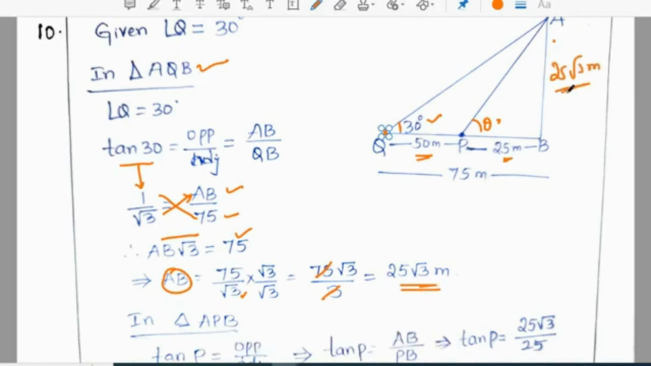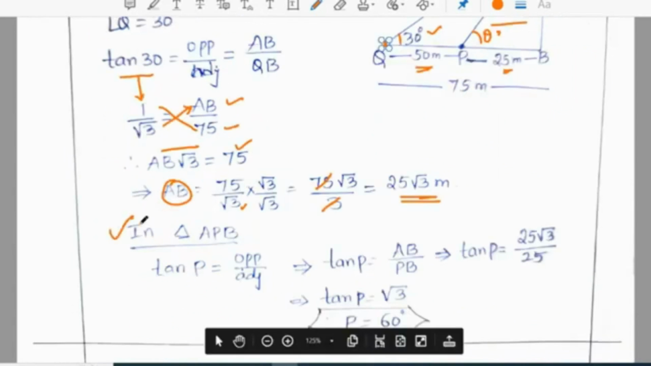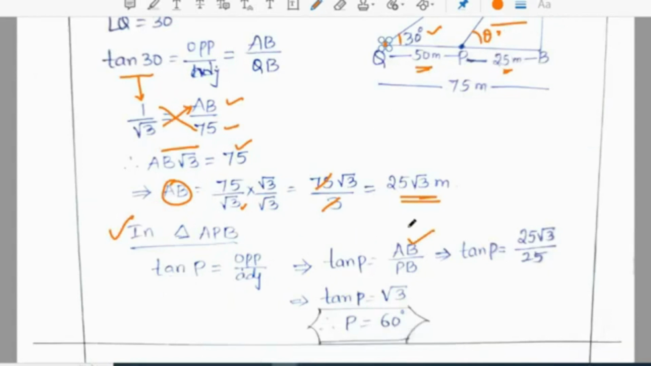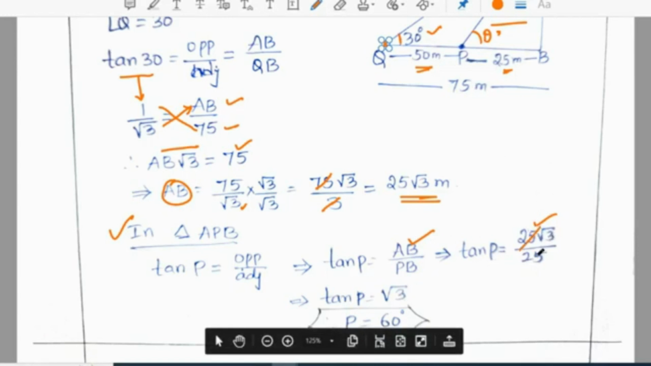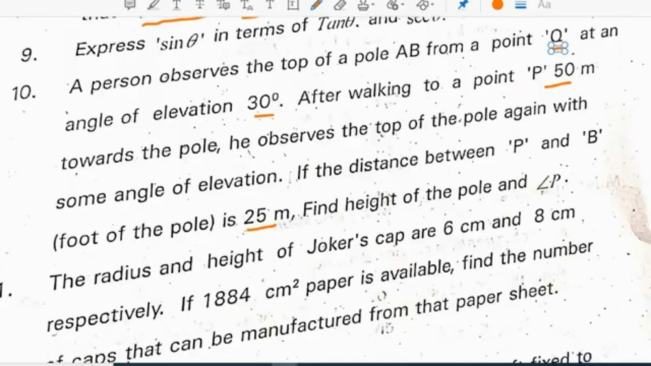But our target is not finding the height of the pole. We have to find theta, angle P here. In triangle APB, tan P is equal to opposite by adjacent. Opposite is AB, adjacent is PB. So AB, the height of the pole, we got it as 25 root 3, and PB is 25. So tan P is equal to 25 root 3 by 25, the 25s cancel, giving root 3. In tan, root 3 is for 60 degrees, therefore angle P is equal to 60 degrees. So we found angle P, which is 60 degrees.